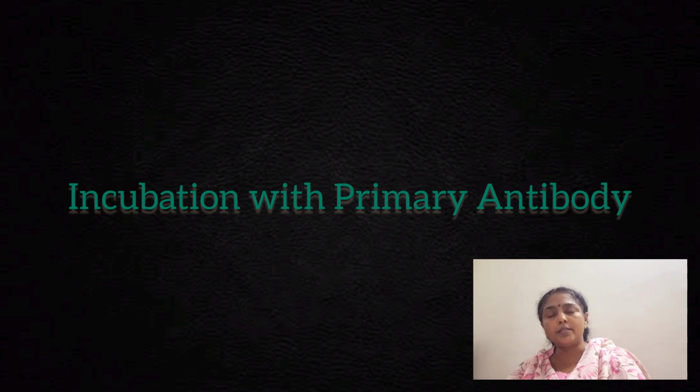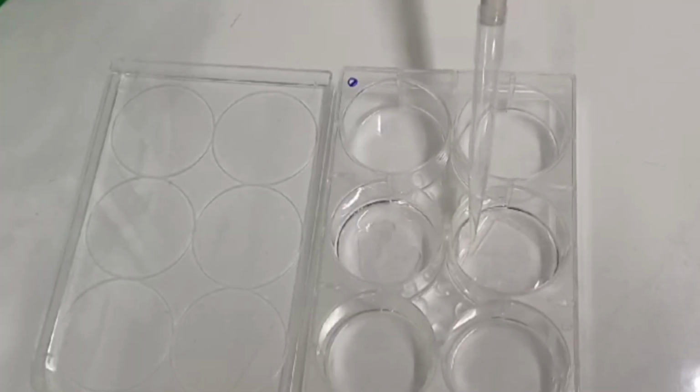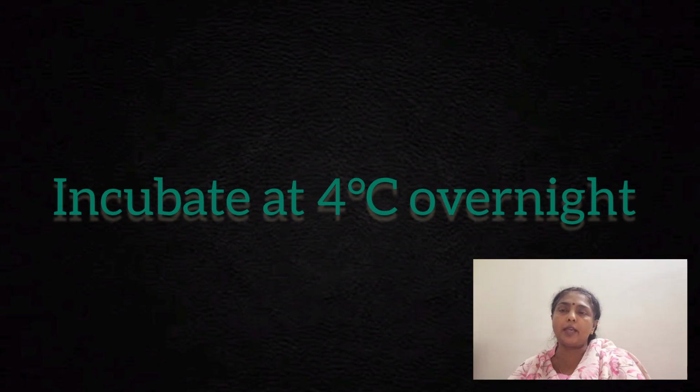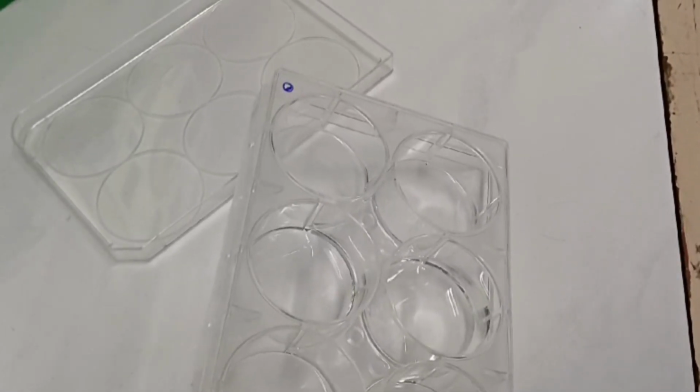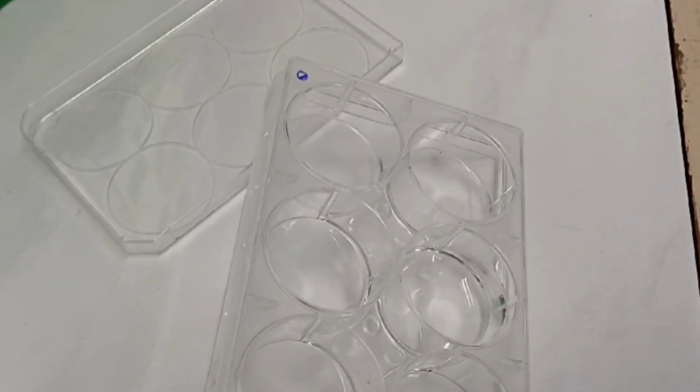So as the blocking is being done, the primary antibody can be diluted. Today we are going to use 1:100 dilution of the primary antibody in the blocking buffer. And after blocking is over, the cells can be incubated with the primary antibody at 4 degrees centigrade overnight. Or it can also be incubated at room temperature for 1 hour. We actually prefer to do it at 4 degrees centigrade overnight. The next day, the primary antibody is removed from the cells and the cells are again washed with PBST.